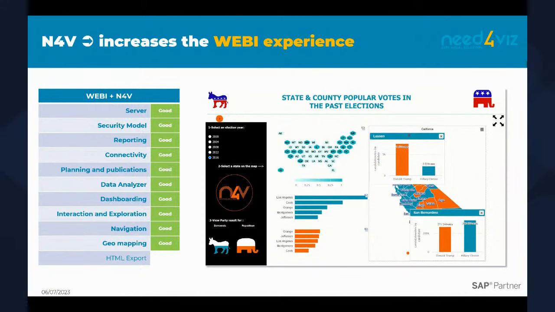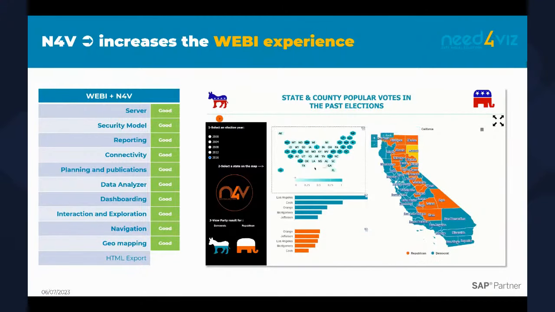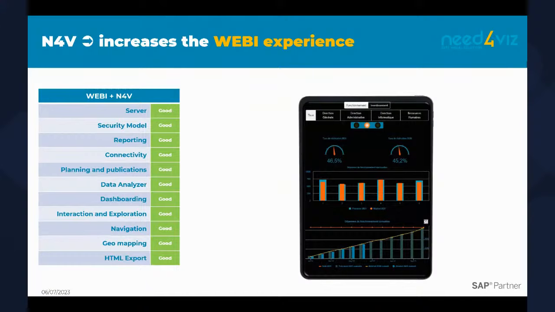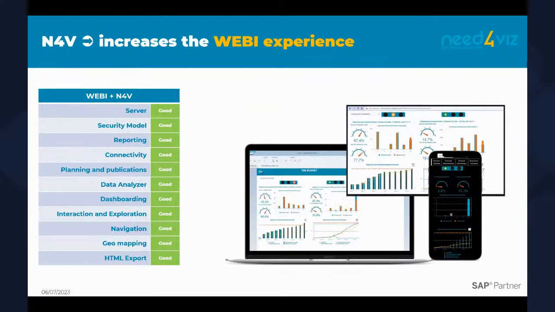As you can see here, we're looking at the state of California, and we have the ability to drill down into county election information while staying on the same page, and then quickly click over to Louisiana without skipping a beat. In addition, you have the ability to export your component data and interactive capabilities via HTML for both online and offline use cases. Very quick, very simple. And this is the essence of N4V for Webi.